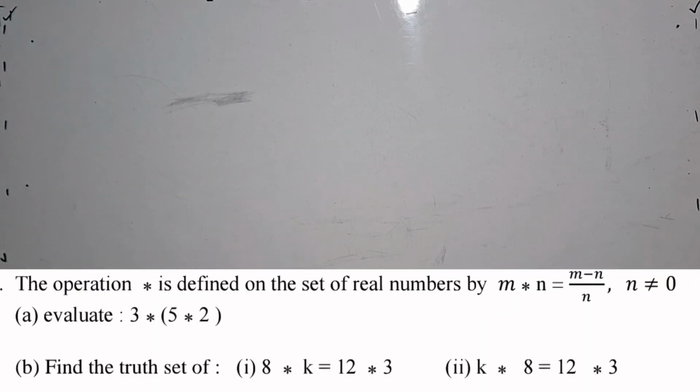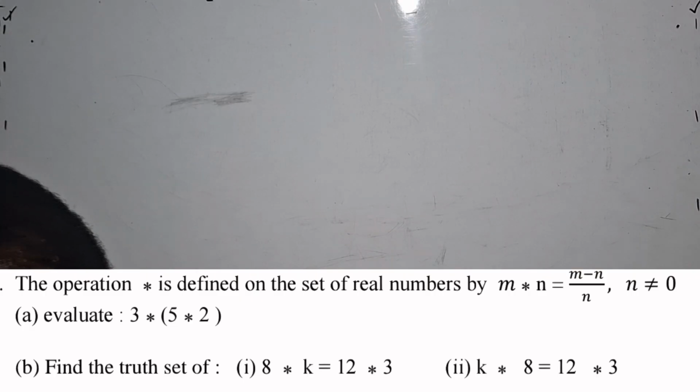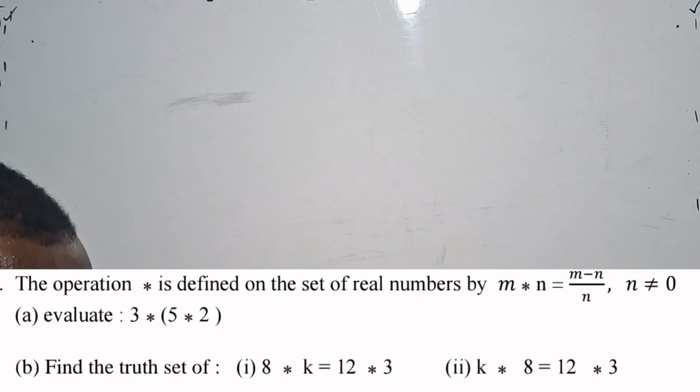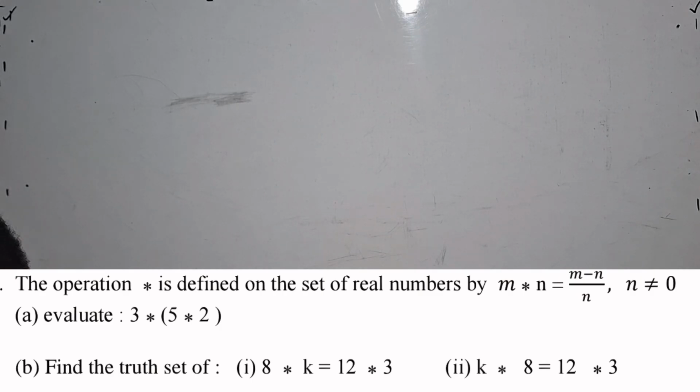Next question on the screen says the operation is defined on the set of real numbers, m operation n equals m minus n over n, for which n is not equal to 0. A says we have to evaluate 3 operation bracket open 5 operation 2 bracket close. Then B says find the true set of k: 8 operation k is equal to 12 operation 3. Then a operation 8 is equal to 12 operation 3. These are different sets of questions.